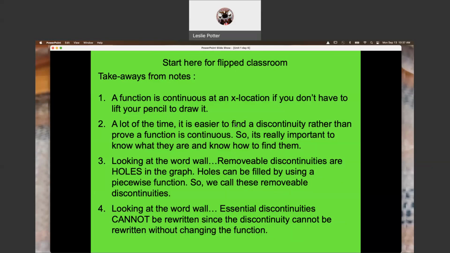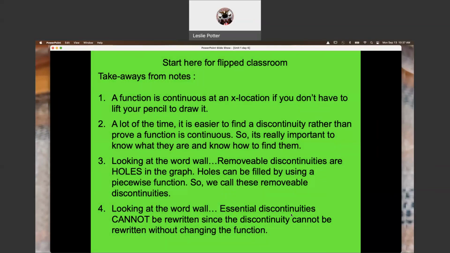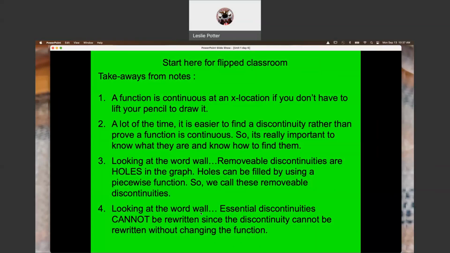And so that makes them removable. And this last one, the essential discontinuities, they use that term, so I just kind of had to throw it out at you. The essential discontinuities are those jumps and asymptotes and oscillations. We can't remove them. There's nothing we can do to rewrite them to make them continuous. So those are those things.